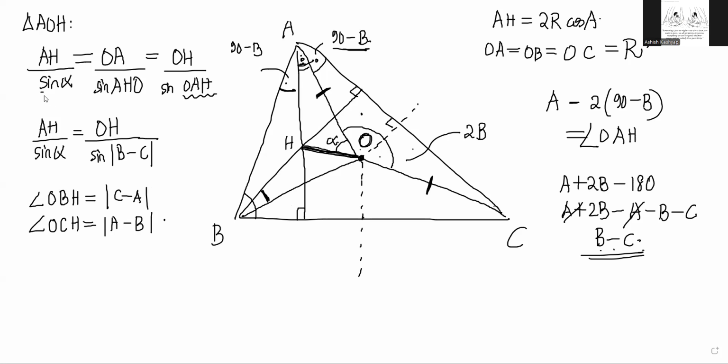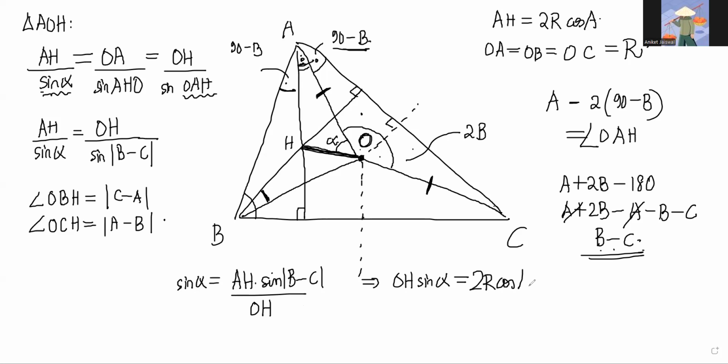Let's try to isolate sine alpha. So, sine alpha is coming out to be AH sine of mod B minus C, divided by OH, right? Okay, so what we are getting is OH sine alpha is equal to AH. AH is 2R cos A, right? 2R cos A and sine of mod B minus C.